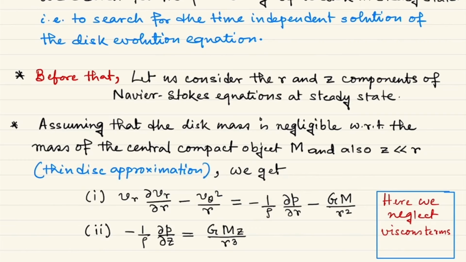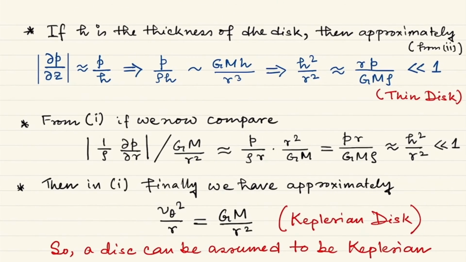And also we can forget this term because VR is very small with respect to V theta. So finally the radial component of the momentum evolution equation simply gives us this, and this is nothing but the Keplerian disk approximation.